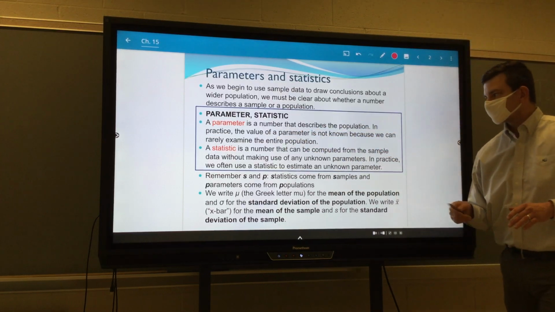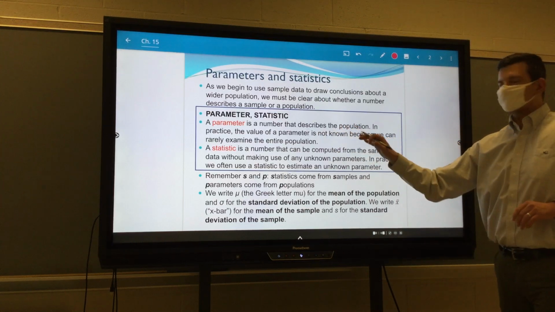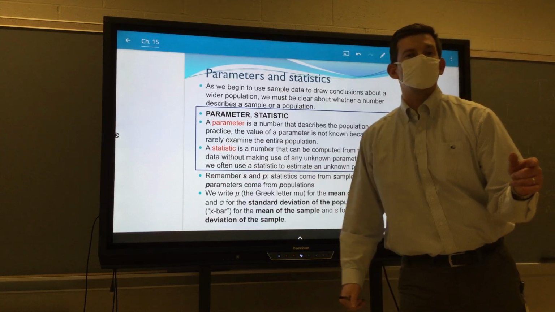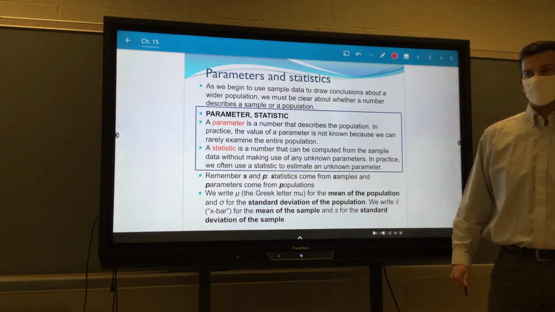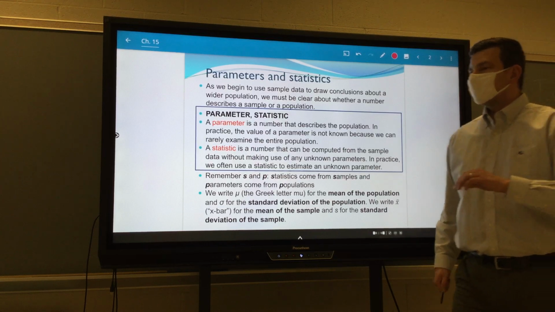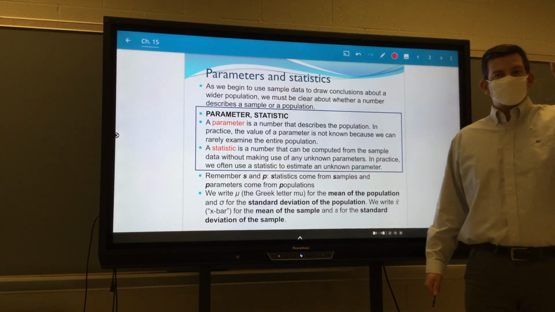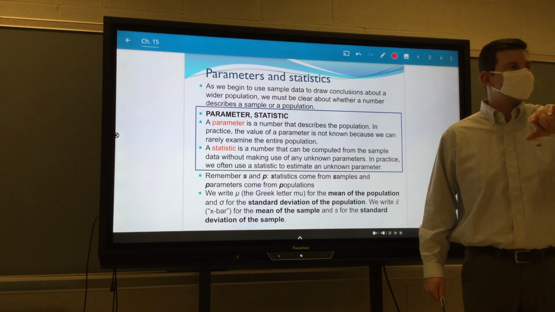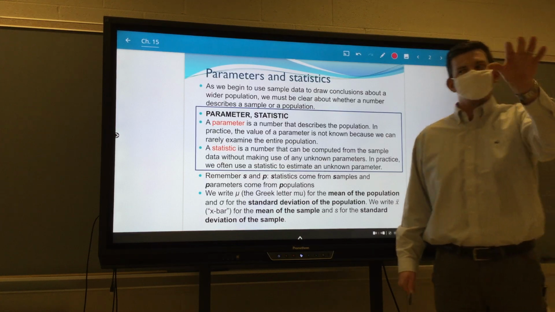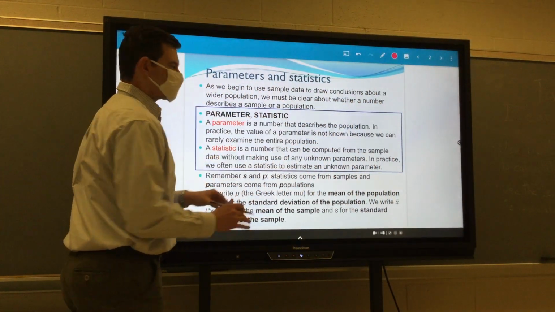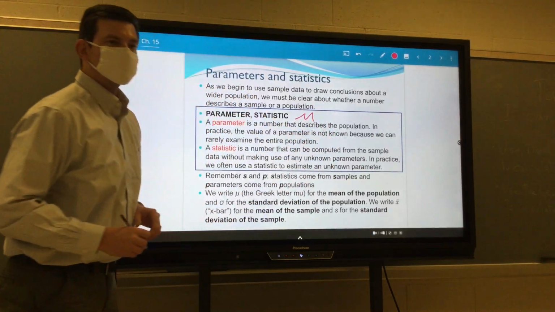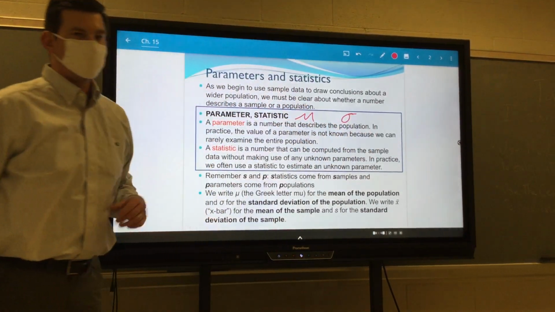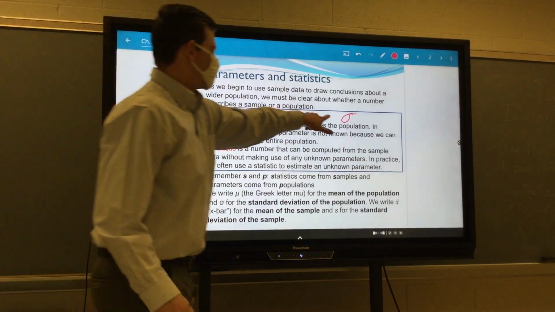A parameter is a number that describes the population. Okay? Now, we don't typically know this because we're not doing a census usually. We're working with a sample. But when we're talking about a population's mean or a population's standard deviation, those values are parameters, not statistics. Now, notationally, we've already seen this. A population mean is represented by mu. Population standard deviation is represented by lowercase sigma. Okay? These are two parameters.